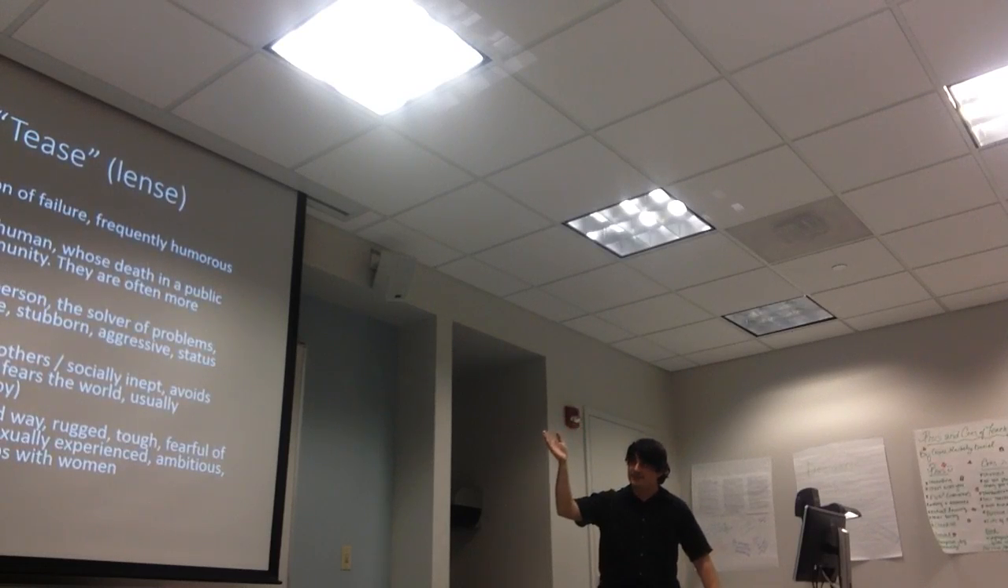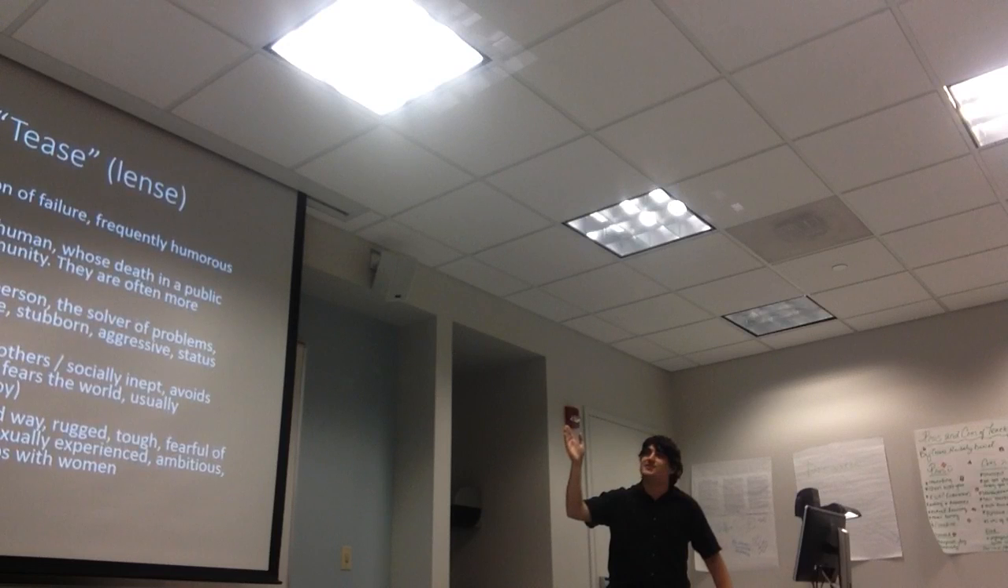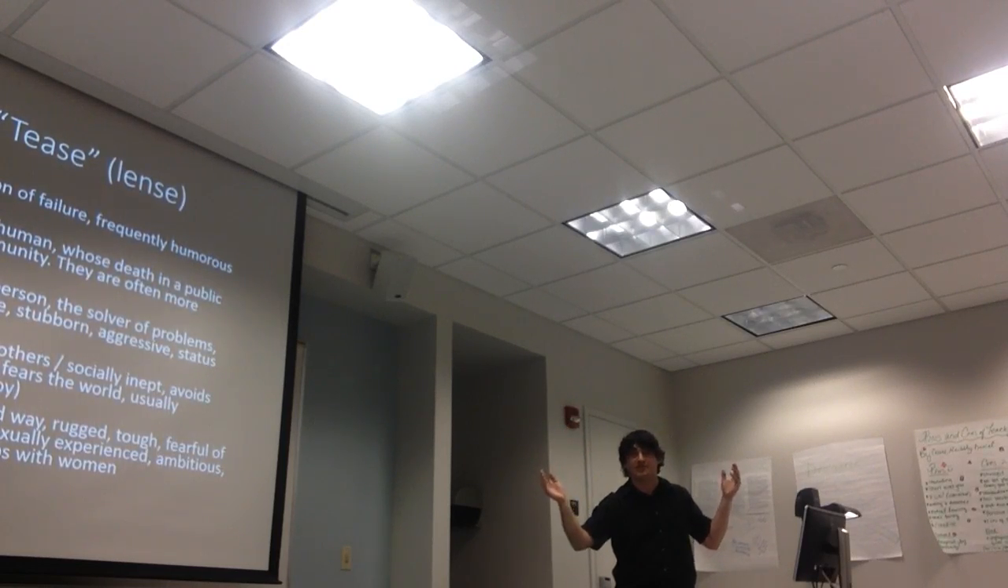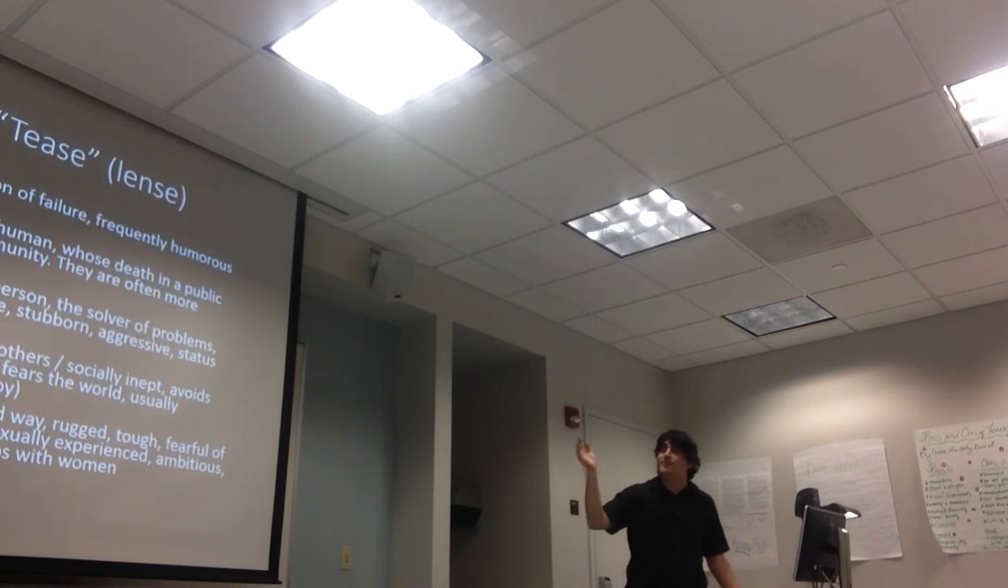We have the scapegoat, an animal, or more usually a human, whose death in a public ceremony expiates some taint or sin of a community. They're often more powerful in death than in life. The most common example of this, that we would all probably be familiar with, is Jesus Christ. We have the boss, the leader of the pack, the go-to person, the solver of problems, maybe overbearing and controlling, competitive, stubborn, aggressive, status-seeking, can be chronically rude.